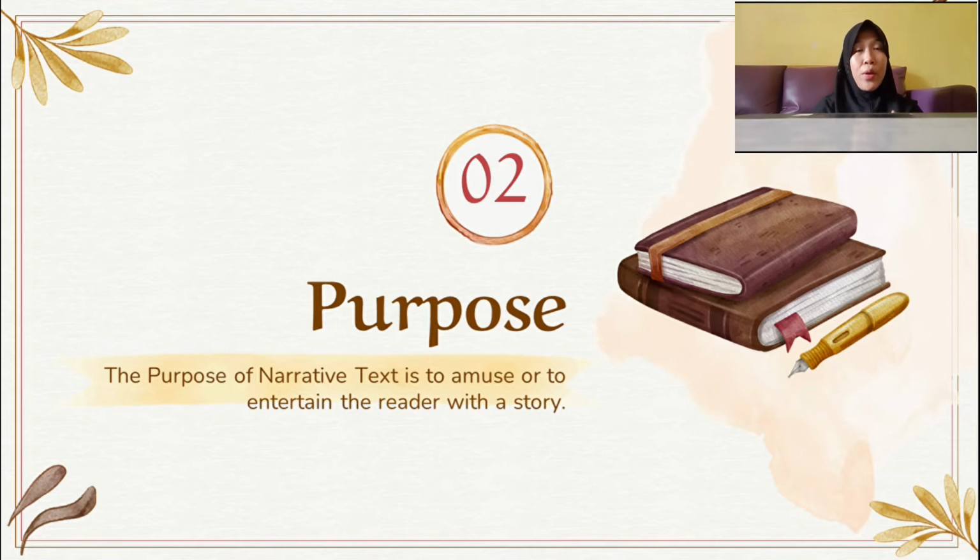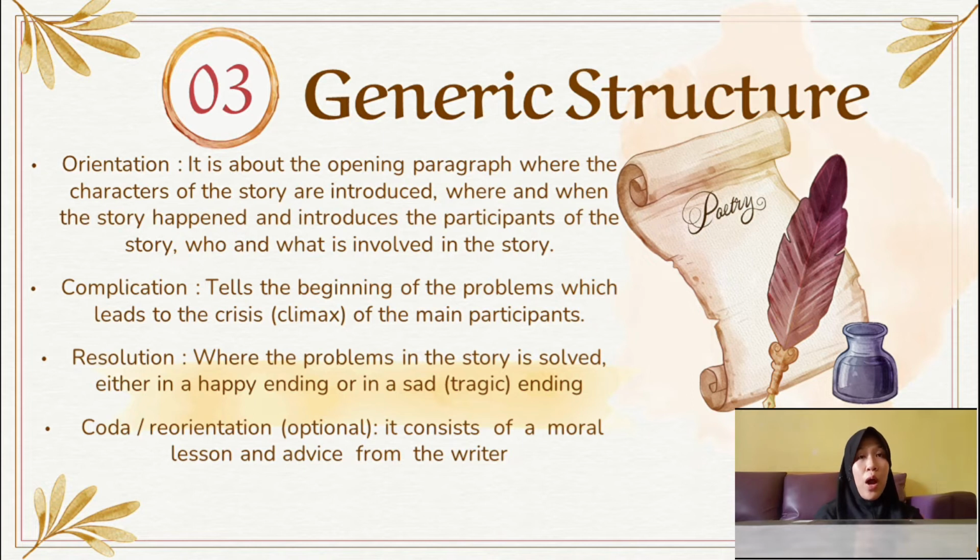Alright, now we already know about the definition and the purpose. And then we also have to know about the generic structure of narrative text because it's an important thing if you want to write narrative text. First, orientation. Orientation is the first part in narrative text. It is the opening paragraph where the characters of the story are introduced, where and when the story happens, and who and what is involved in the story.